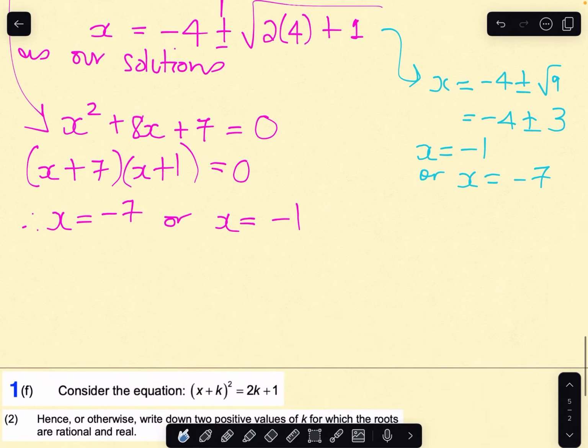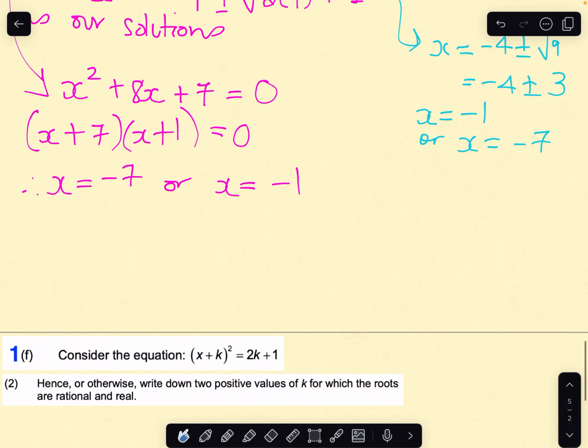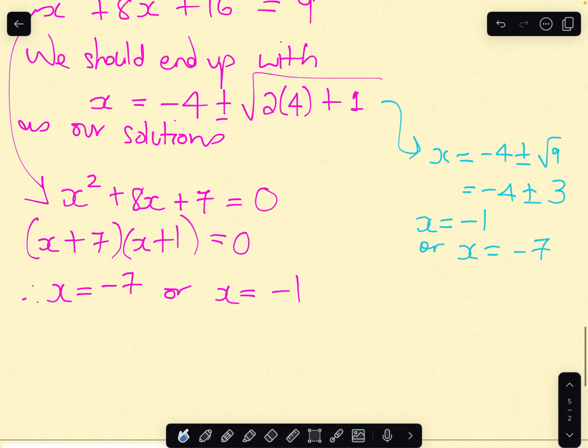Anyway, so the next question says, hence or otherwise, no pressure, write down two positive values of k for which the roots are rational and real. So hence or otherwise, write down two positive values of k for which the roots are rational and real. Okay, so one of the k values would be 4, right? Because here are two rational and real roots.